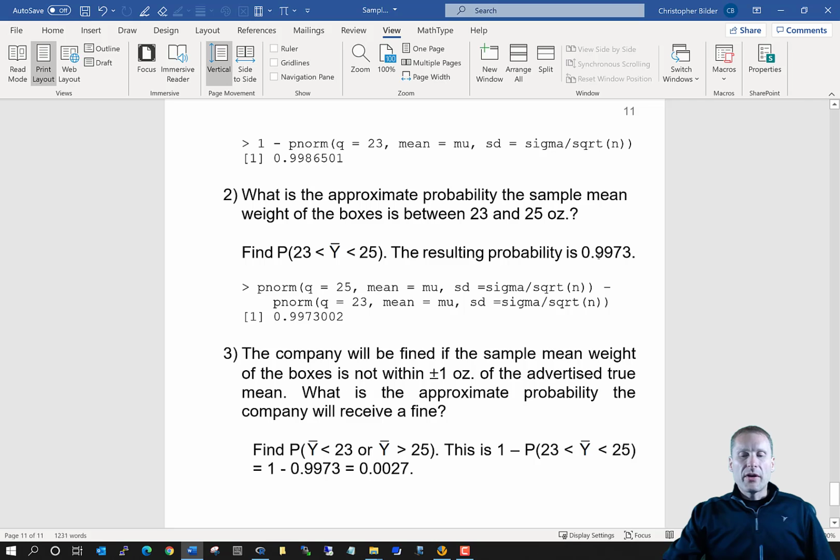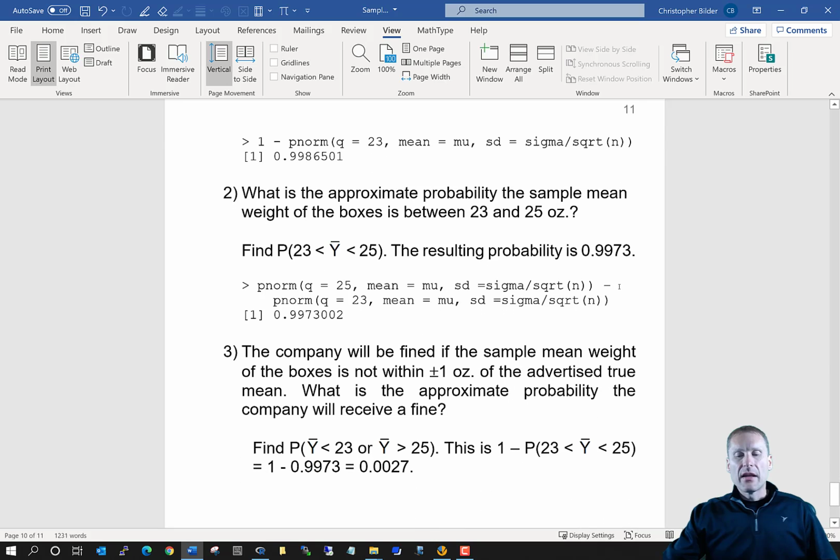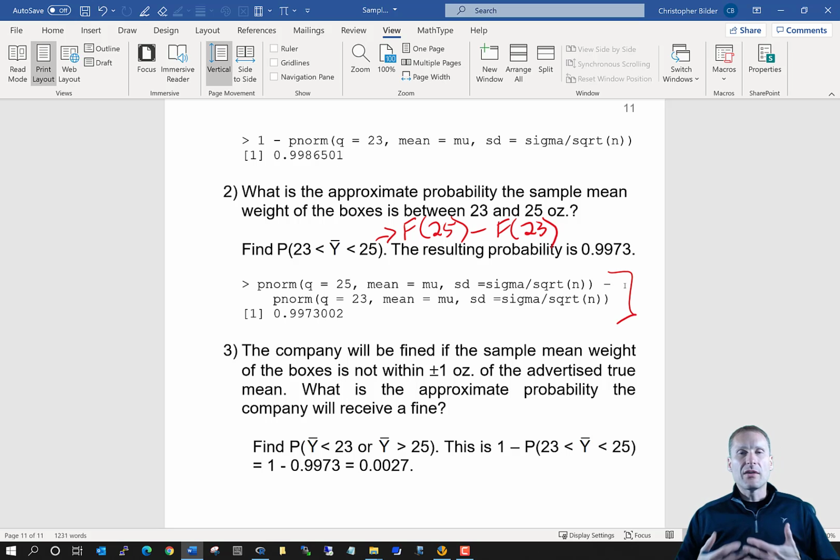Well, what's the probability of being between 23 and 25 ounces? Again, through this plot, we can see that probability should be very, very large. How do I find that probability? Again, think of it in terms of the CDF. This would be the CDF evaluated at 25 minus the CDF evaluated at 23. Use my pnorm function to find that, and we see that this probability is extremely large.